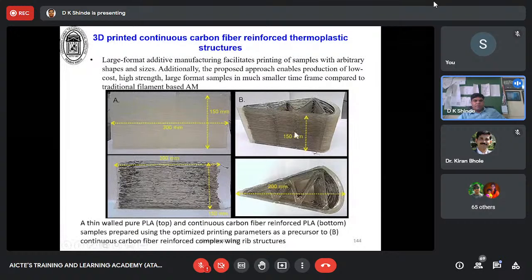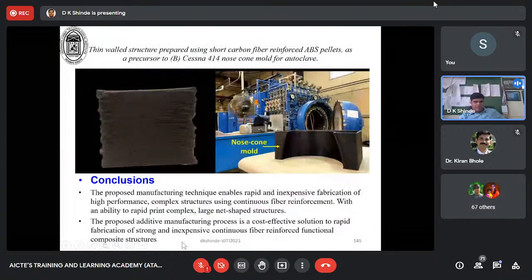Filament can be deposited quickly and your component will be ready, so the time will be saved. This is particularly made with PLA material, with the continuous PLA as a matrix and the carbon reinforced element. So the carbon fiber was impregnated and then it was deposited. You can have chopped carbon fiber, people have already developed, but this is continuous.